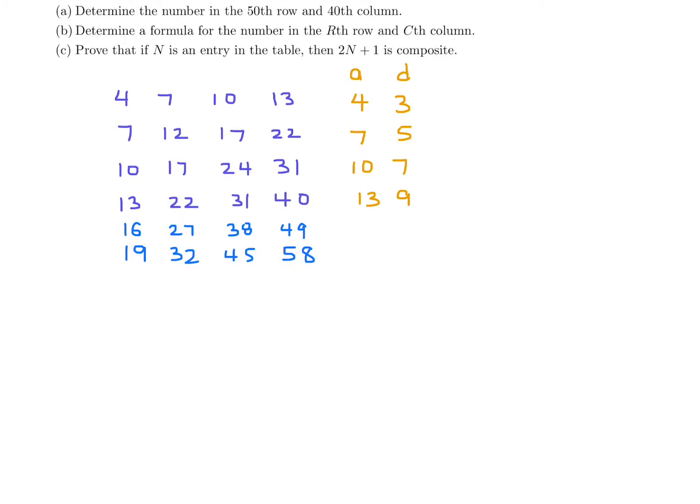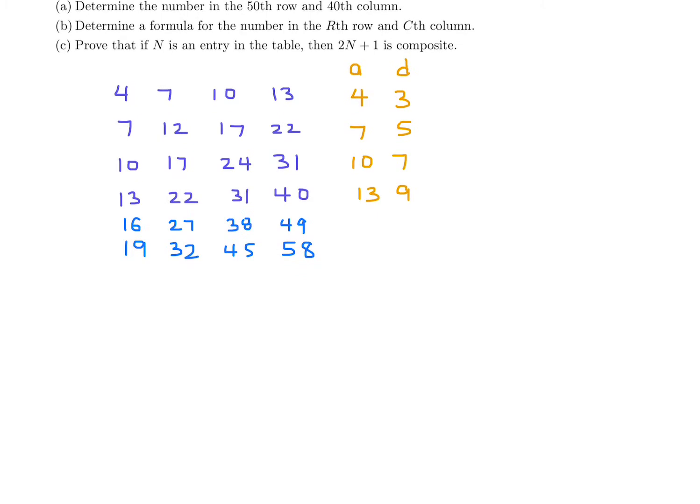Now, let's start looking at the rows. This is, of course, the first row, row number 1. This is row number 2, row number 3, row number 4, row number 5, row number 6. And then they are talking about the 50th row. So 50. I have to figure out the 50th row.